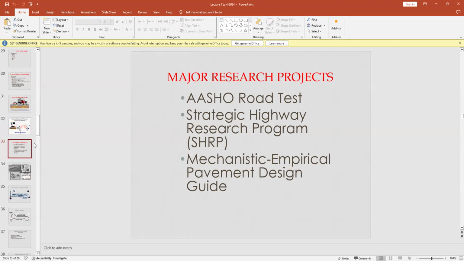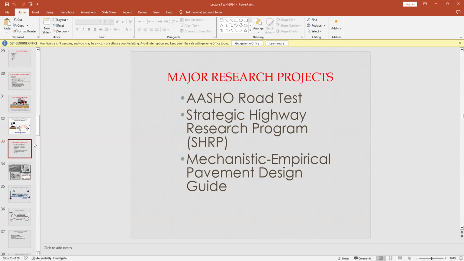Now, the first time I told you that when people started constructing the pavement, they were relying on their experience. I used my experience, he used his, but then they thought they must have projects. One of the major projects that revolutionized the pavement design was the AASHTO road test.